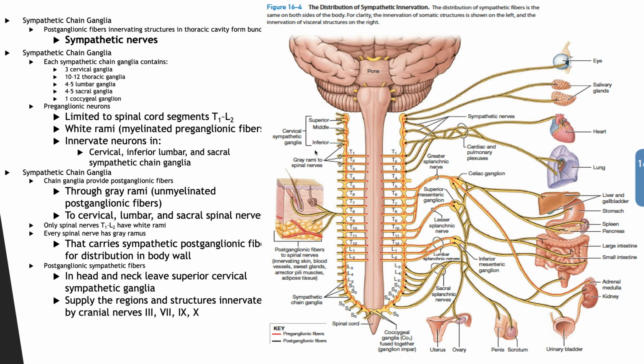So in summary, the cervical, inferior lumbar, and sacral chain ganglia receive preganglionic fibers from spinal segments T1 through L2. Only the thoracic and superior lumbar ganglia, T1 through L2, receive preganglionic fibers from white rami, and every spinal nerve receives a gray ramus from a ganglion of the sympathetic chain.